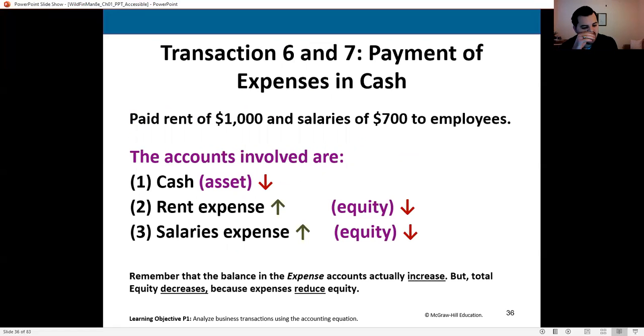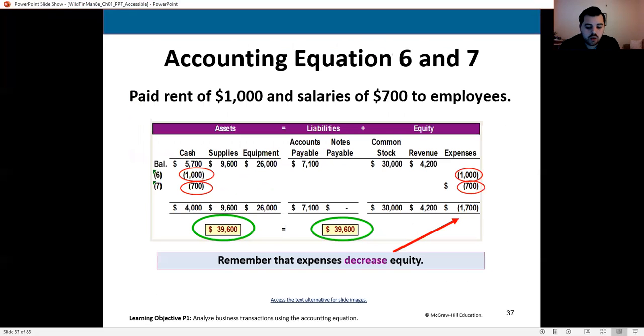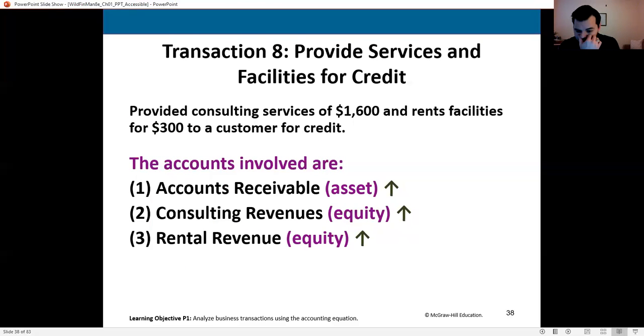Next, we're paying expenses in cash. So we paid $1,000 of rent and $700 of salaries. Cash has gone down for both of these. Rent expense has increased, salaries expense has increased. Because both of those are expenses, they are reducing equity. So you'll see that coming out on the side. So expenses, $1,000 and $700, bringing down our equity, bringing down the right side of our equation to 39,600. But we paid cash for both of those, which also reduced our assets, bringing our asset total down to 39,600.